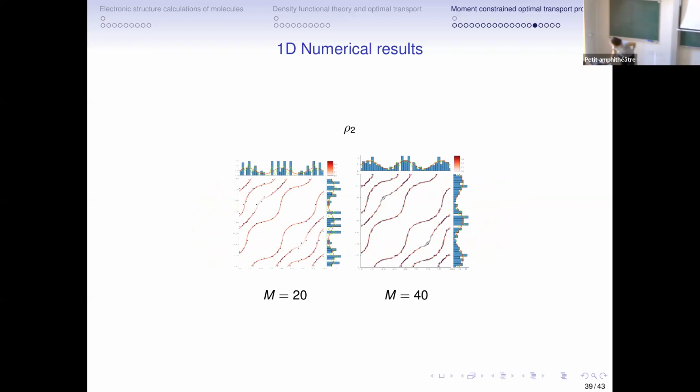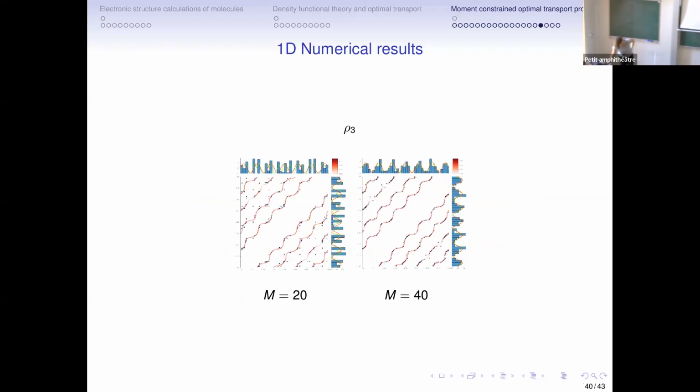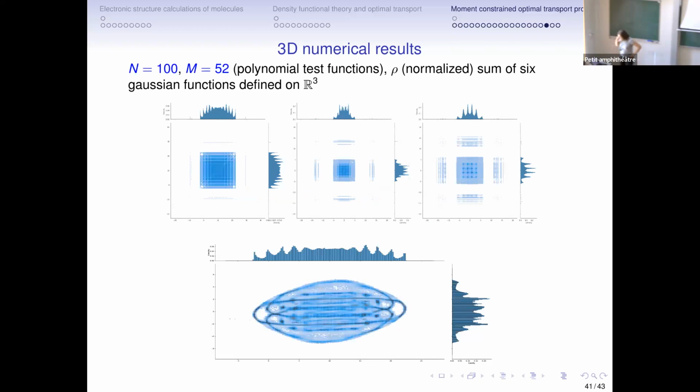And we've done tests with several electronic densities, so still in 1D, to get this reference, and we observe the same kind of trend. Okay. And here we have no idea of the quality of the approximations that we obtain. But what is nice is that at least we could run the stochastic algorithm I've told you about in a case where we've got a large number of electrons, 100. So here we've used the 52 polynomial test functions as the moment functions, okay? And the electronic density rho was the sum of 6 Gaussian functions in R^3.